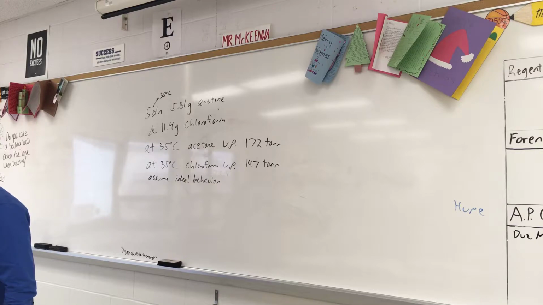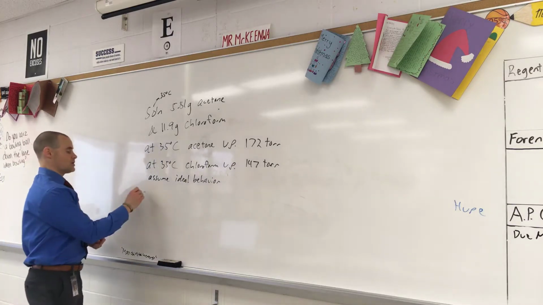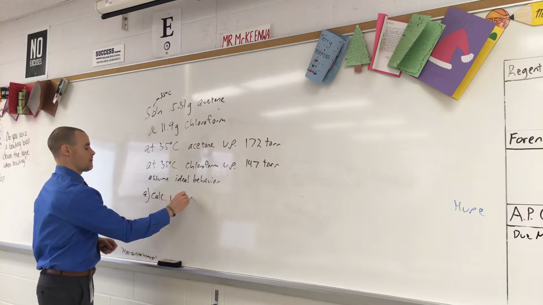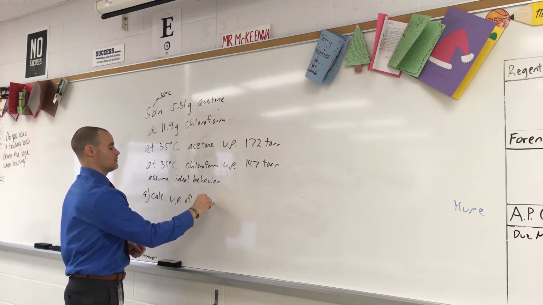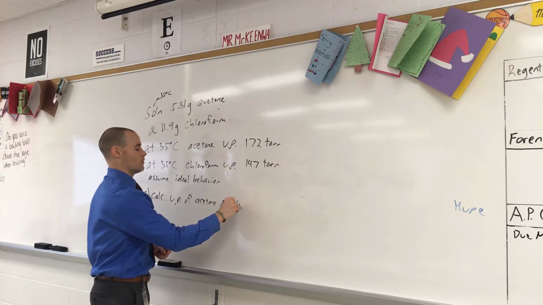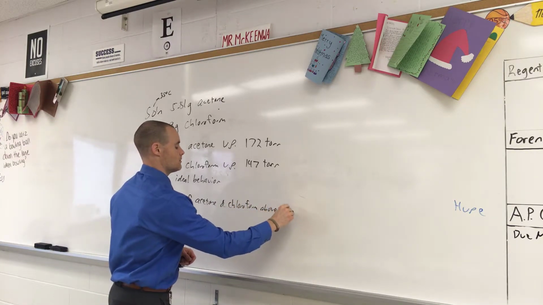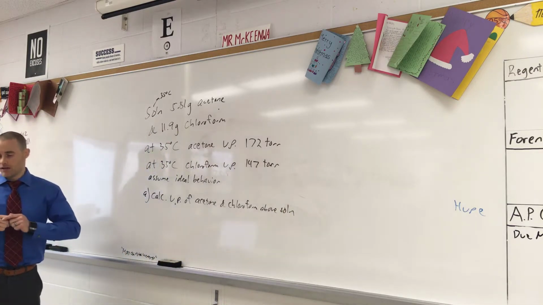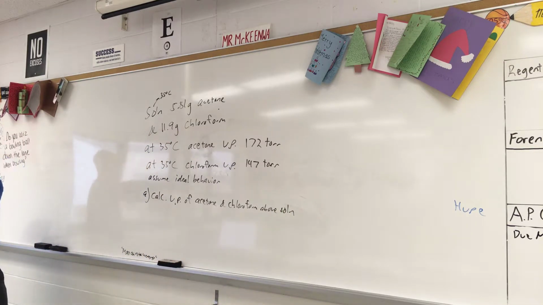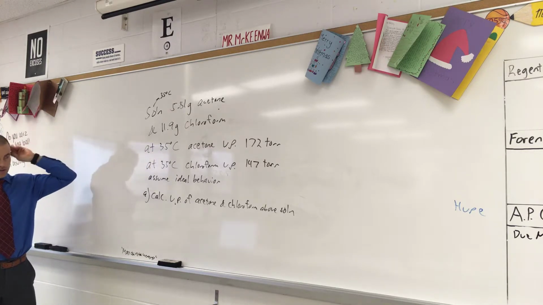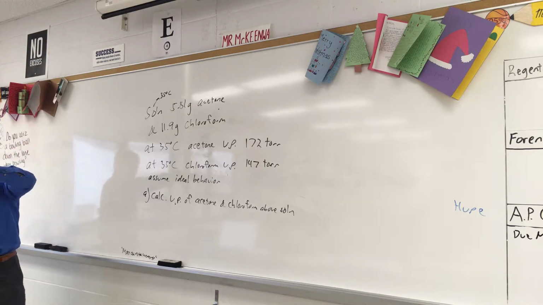Calculate the vapor pressure of each liquid. Calculate the vapor pressure of acetone and chloroform above the solution. So I'm going to do this one with you because you have one example in your notes of non-volatile. This is an example of volatile liquids. The non-volatile is way more common than this.